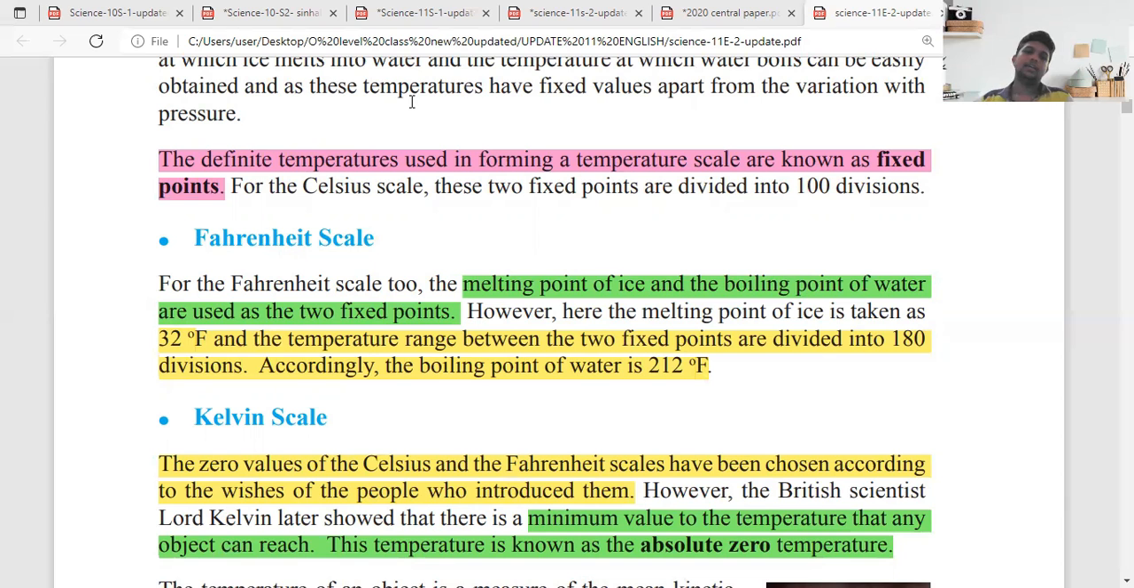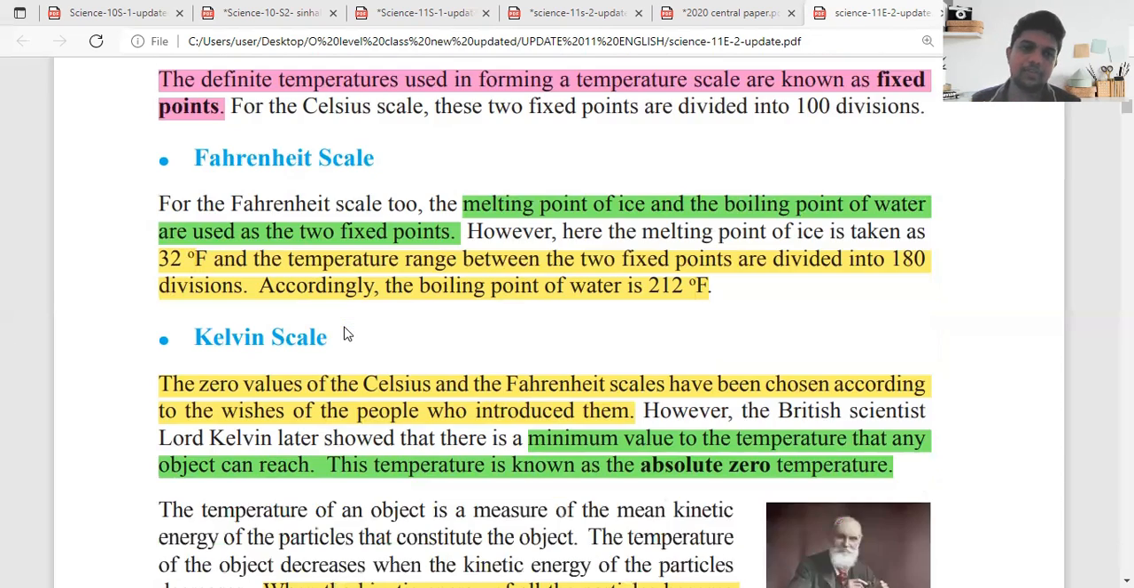That's why they define in here there are two fixed points. They are known as fixed points. So within those fixed points, Celsius was able to divide it into 100 points. So let's go with the next one. Write down Fahrenheit scale.